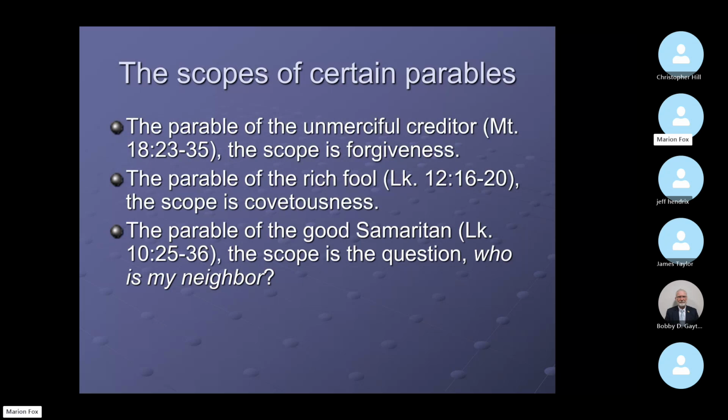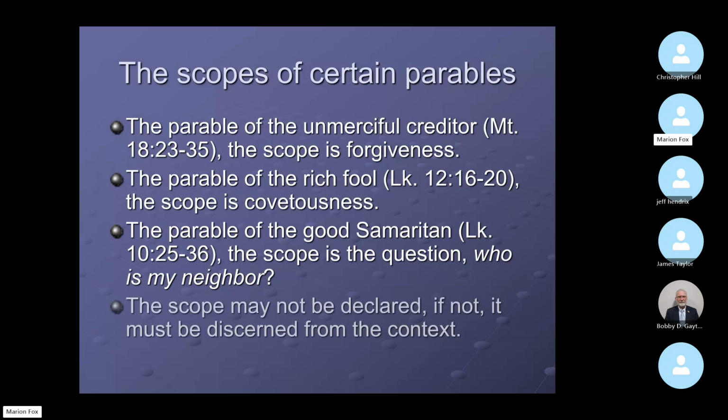The Good Samaritan, what's it about? If you look in the context, it answers the question, who is my neighbor? And so we find here that this parable, if you want to talk about a neighbor, you almost have to use this parable as part of your explanation of who a neighbor is. The scope may not be declared. If not, it must be discerned from the context. You must look in the context and see it.